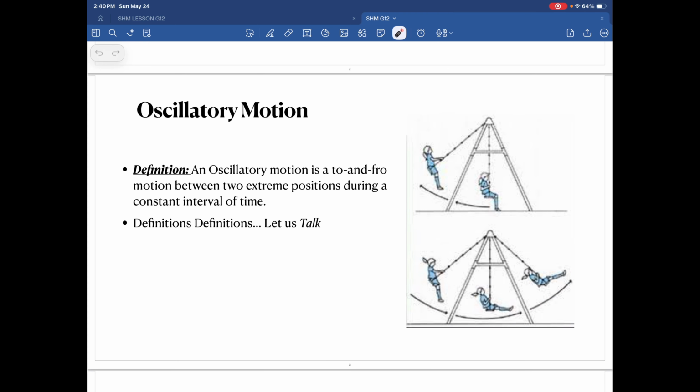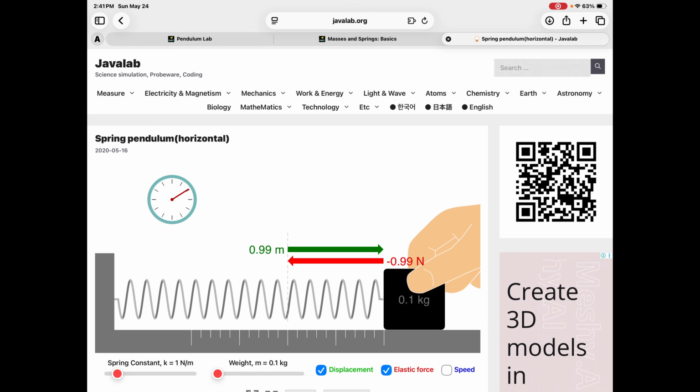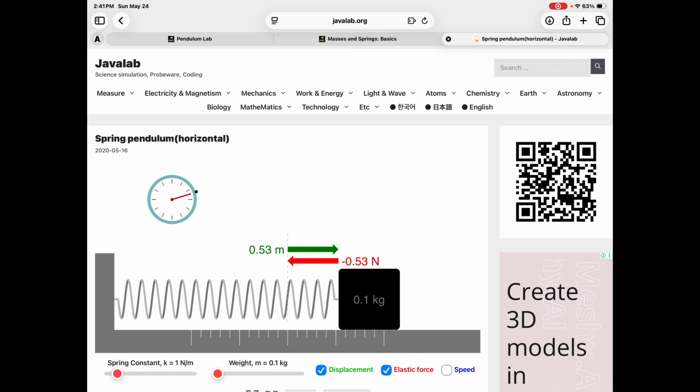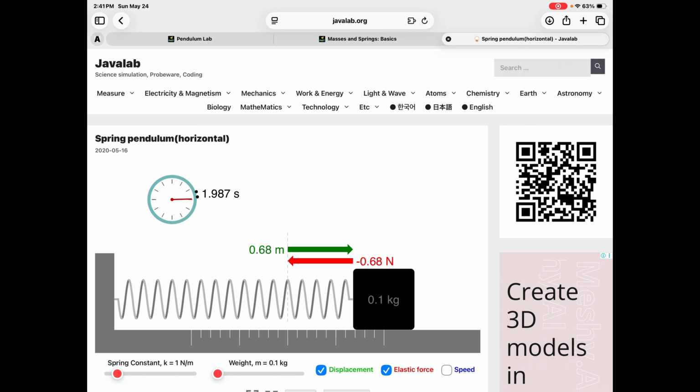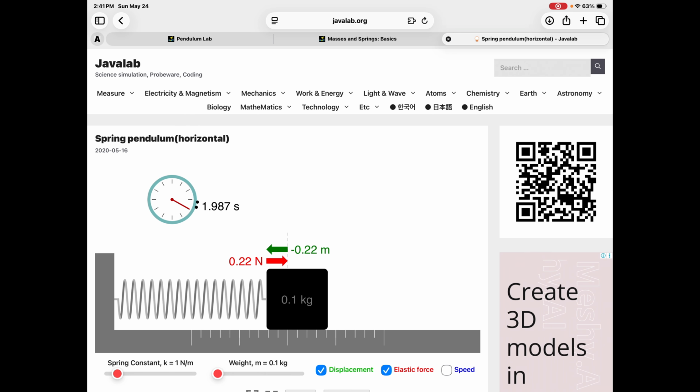So the girl in this picture is oscillating because she's going in a to and fro motion between two extreme positions. Now let me go to something more physicsy. This mass is oscillating between those extreme positions. It is also going in a to and fro motion between two extreme positions. Okay, what about this spring in here? I push it and I leave it, and it is also going in a to and fro motion between two extreme positions. And so it is said that this block is oscillating.